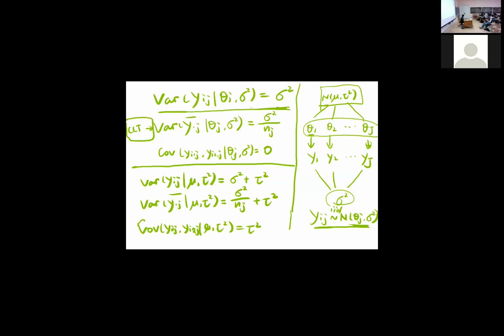I will post the solution so you can check how to show it, but I do want to take the time to discuss the implications here. Obviously this is larger than sigma squared. The variance conditioning on mu and tau squared, compared to the one conditioning on theta j and sigma squared, is going to be larger. Similarly, this one is larger, and this is not 0.